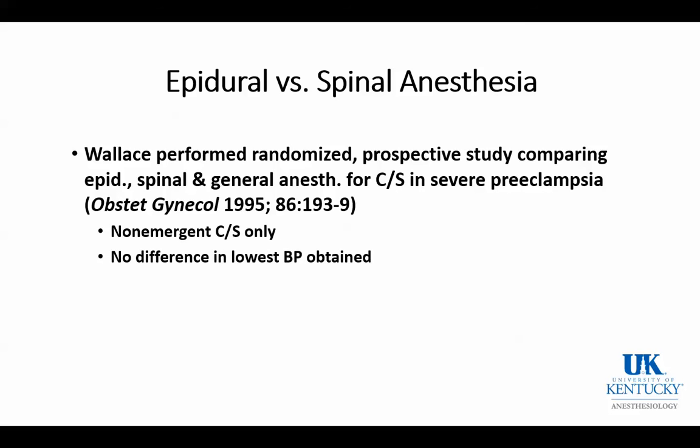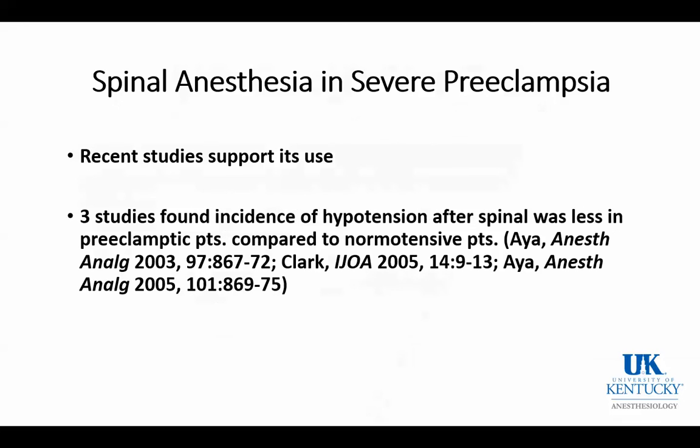And he found, first of all, on the concern about dropping the blood pressure with a spinal, there was no difference in the lowest blood pressure obtained with the 3 different types of anesthesia. There was no difference in APGAR scores or umbilical artery pH, so no significant difference in outcomes for the neonate. There have also been other studies that certainly support the use of spinal anesthesia in severe preeclamptics.